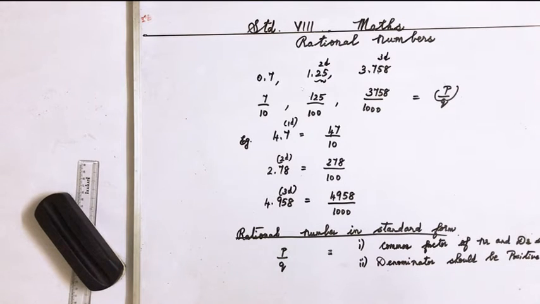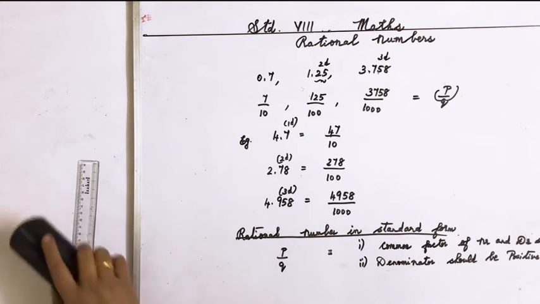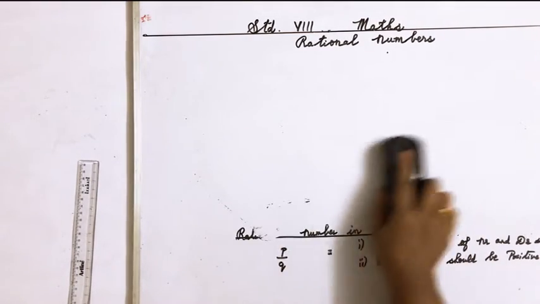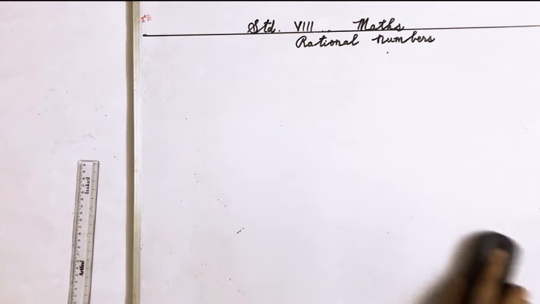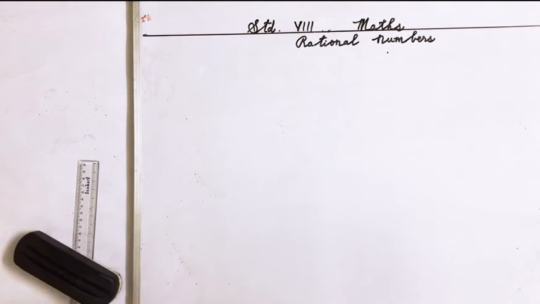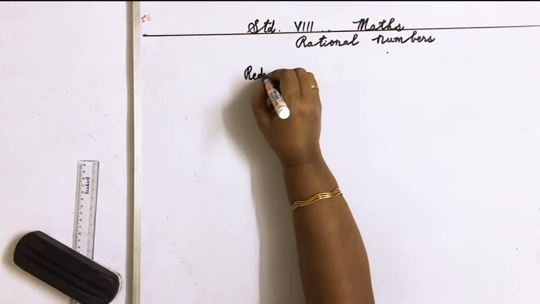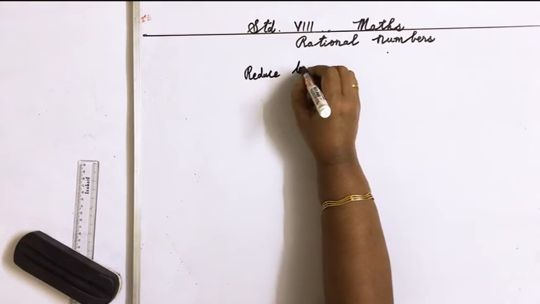If rational numbers are not in standard form, we can change them into standard form using these two conditions. We can see through examples now. Reduce to standard form.